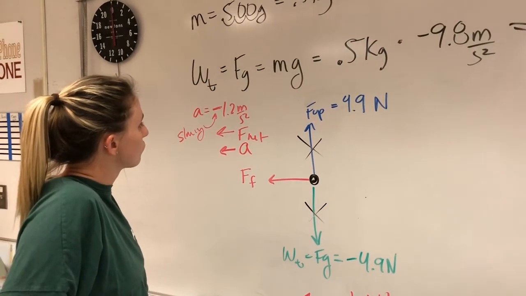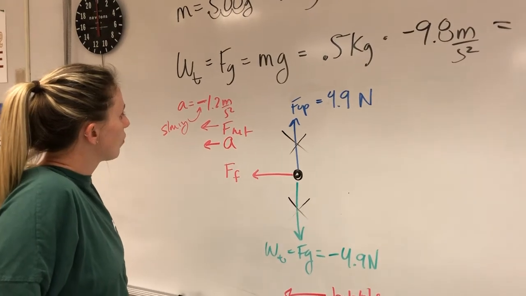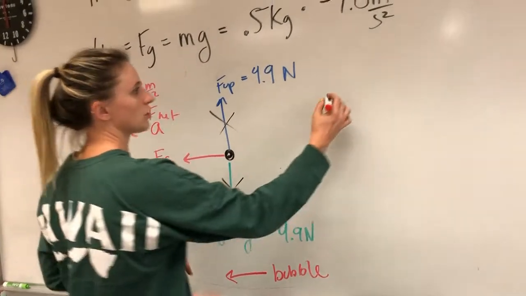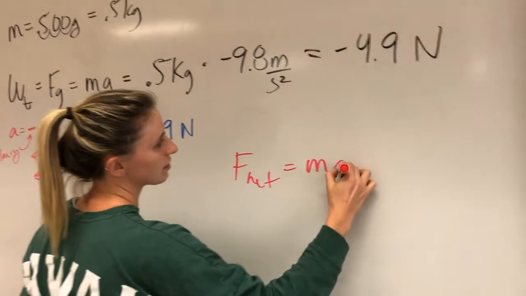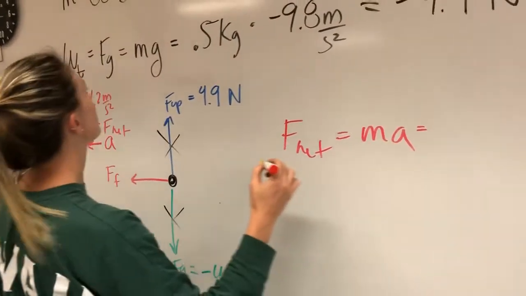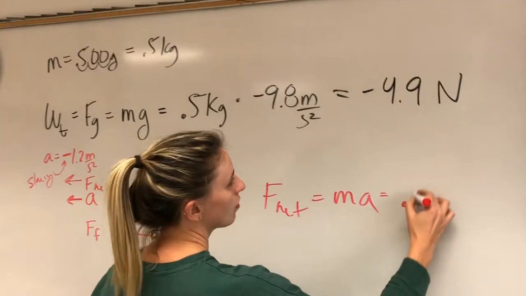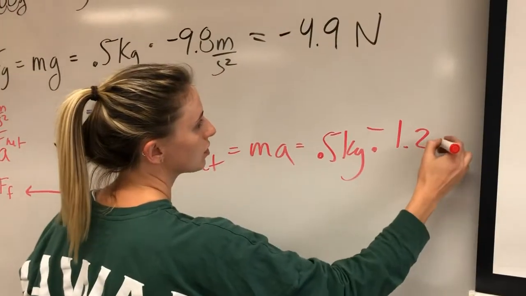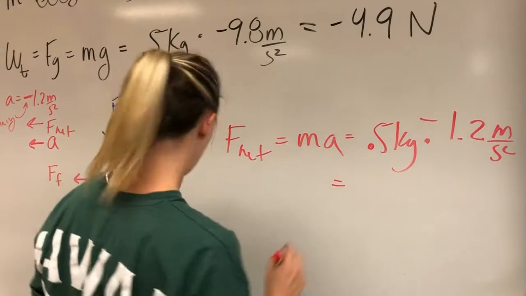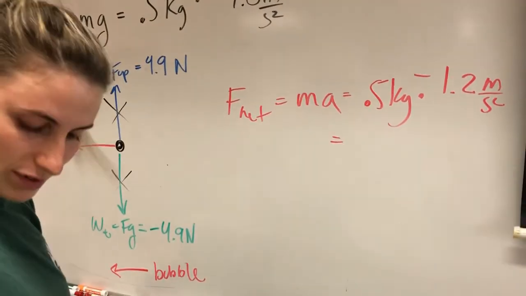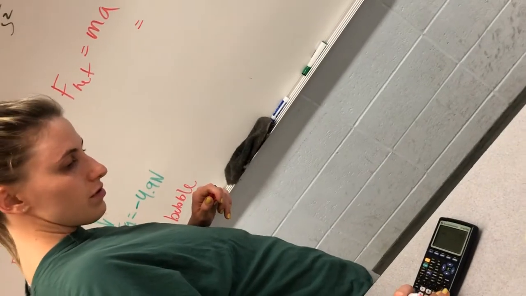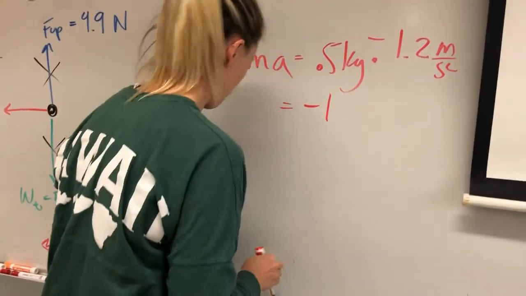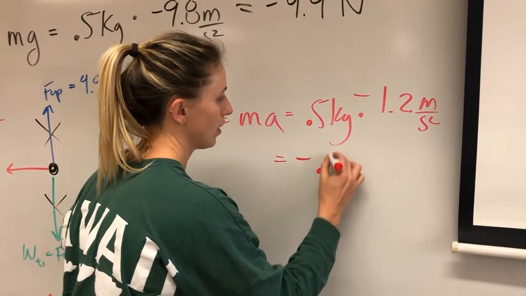What is the net force? How can we use Newton's second law to find the net force? We've got the mass, we've got the acceleration. Net force equals mass times acceleration, right? Yep. So our mass is 0.5 kilograms times our acceleration, negative 1.2 meters per second squared. Let's go ahead and do it. What's half of 1.2? Negative 0.6 newtons.